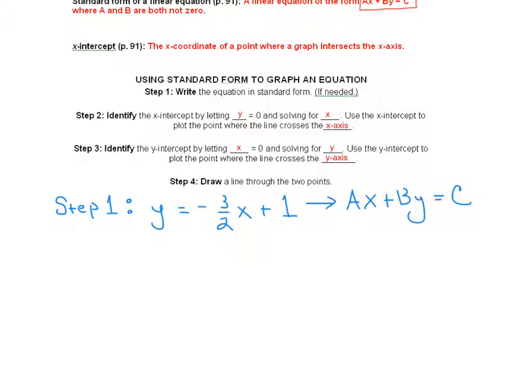Notice, when we do standard form, the x and y are on the same side together. They're on the same side of the equal sign. Well, as I look at this first equation right here, I'm like, wait a second. Those aren't on the same side of the equal sign. But I could pretty easily get that x term over to the other side, super easy. I'm just going to add 3 over 2x to both sides.